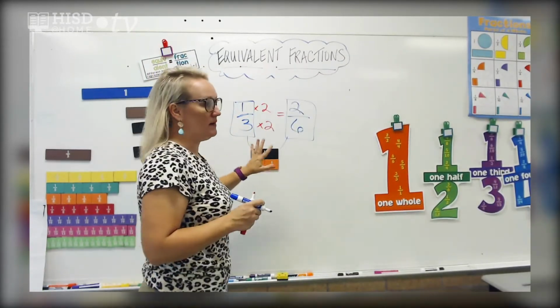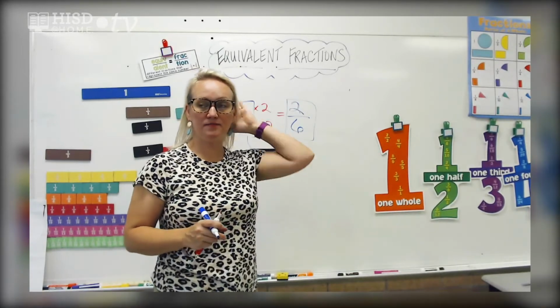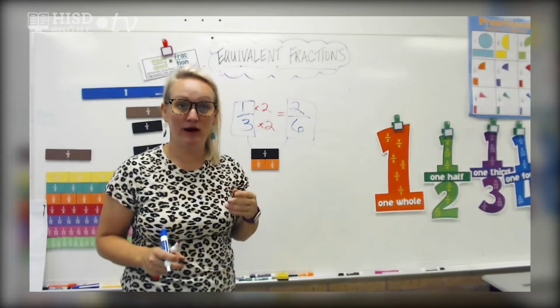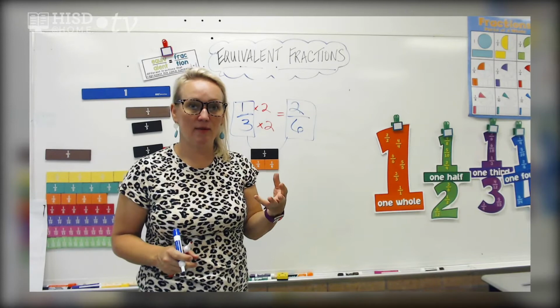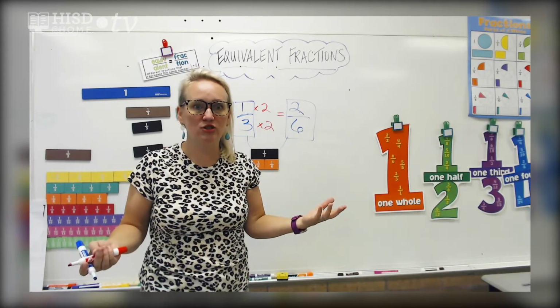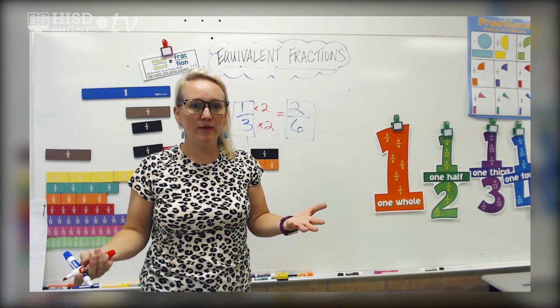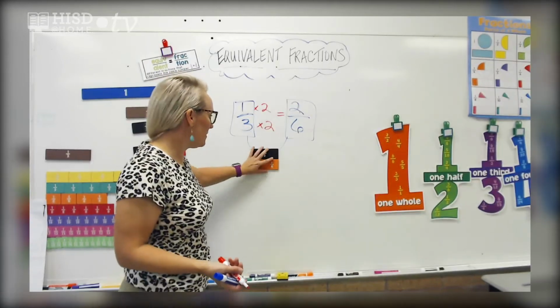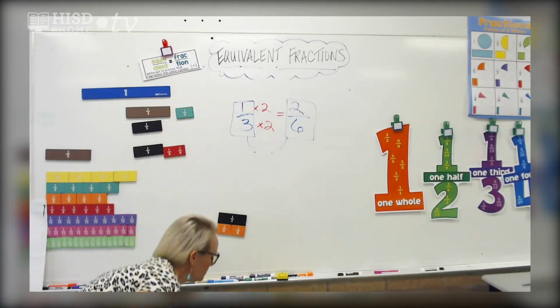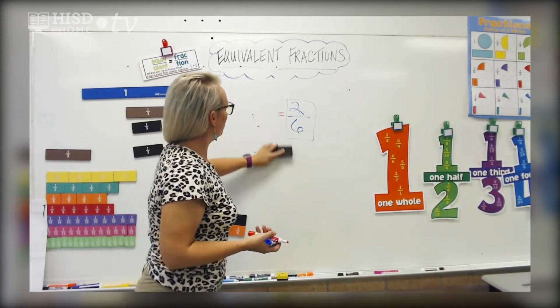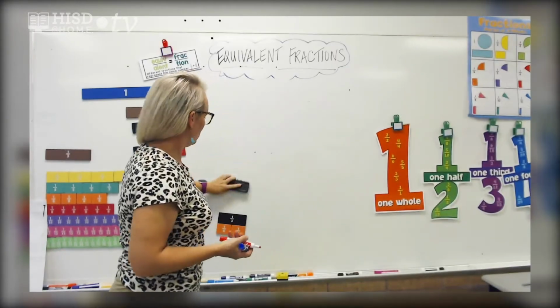And this will really help you in our next lesson when we start adding and subtracting with unlike denominators, because you'll just find the equivalent fraction to make them common and add them. It's going to really come together. Okay? So what you've done now is proven that 1/3 equals 2/6. All right, let's try another number.